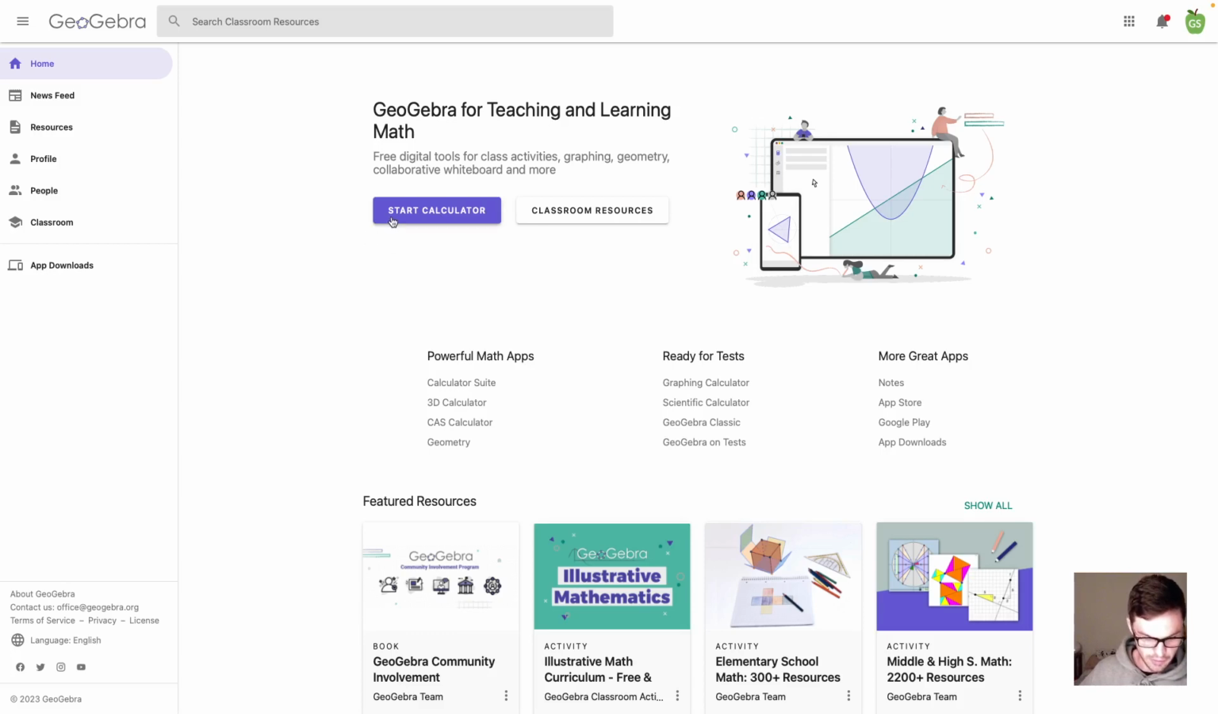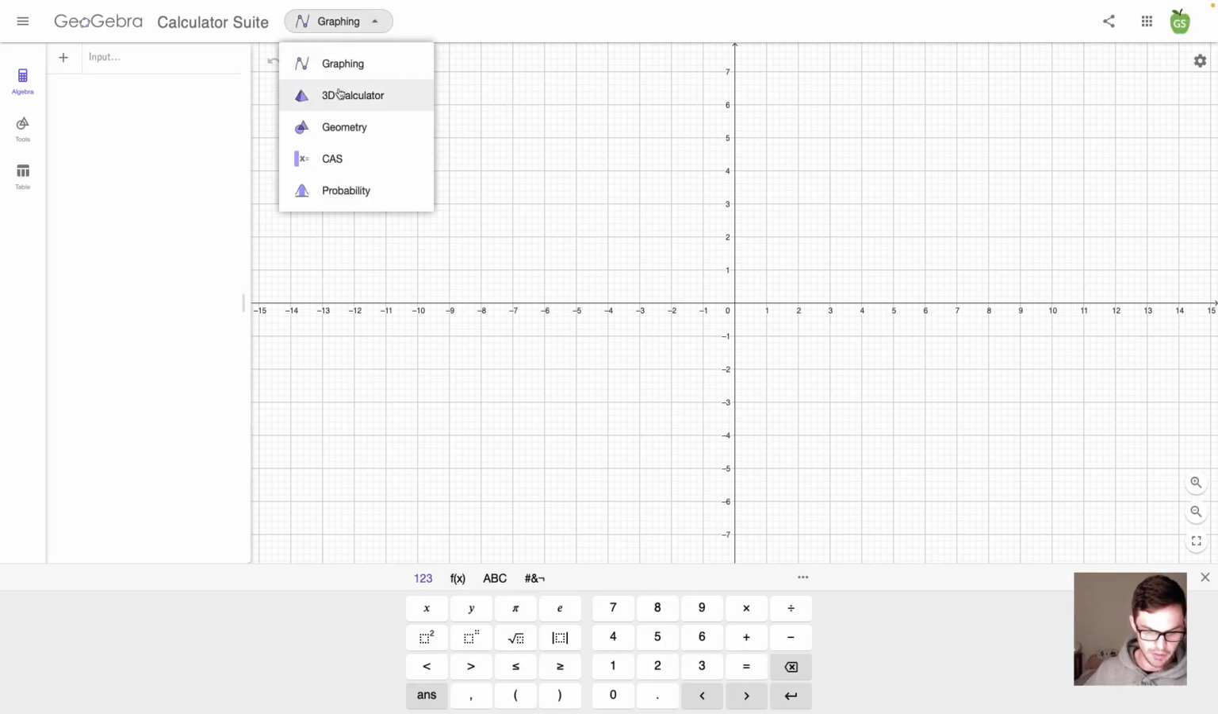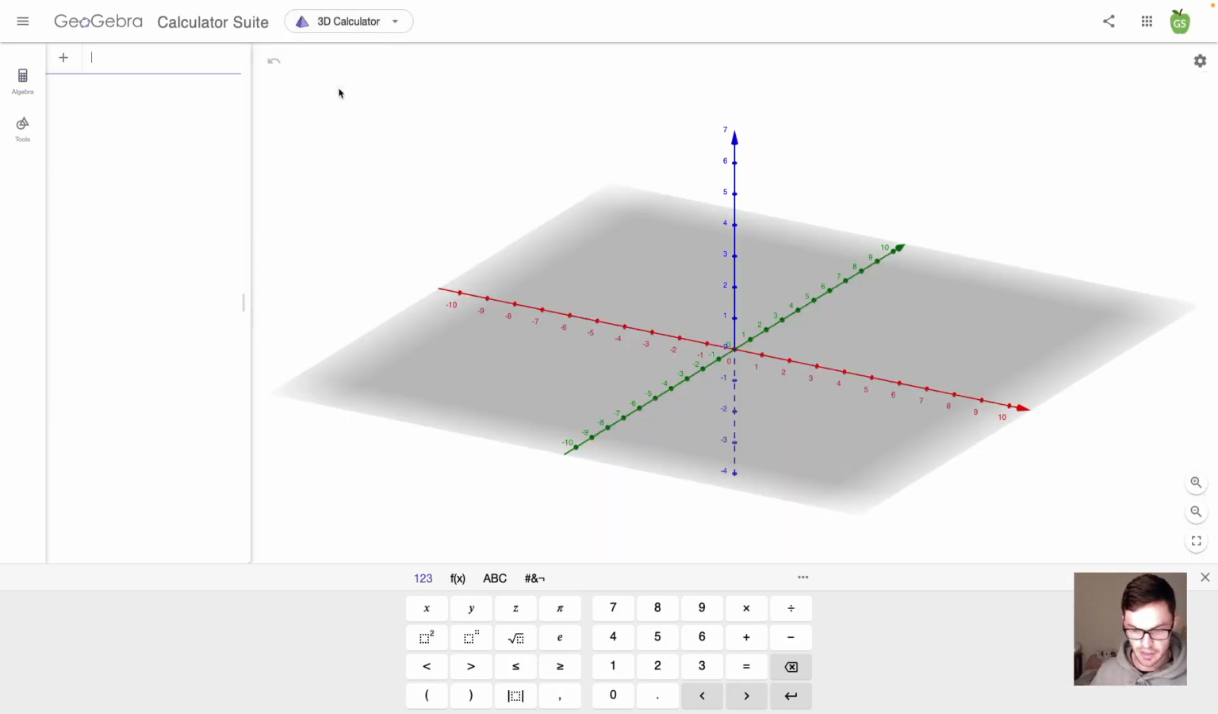Okay, so what we'll do is we'll start our calculator and we will go into 3D, because we have two states, right? So bad state, good state, and then the price, right? Okay, so let's go ahead and make ourselves a market.